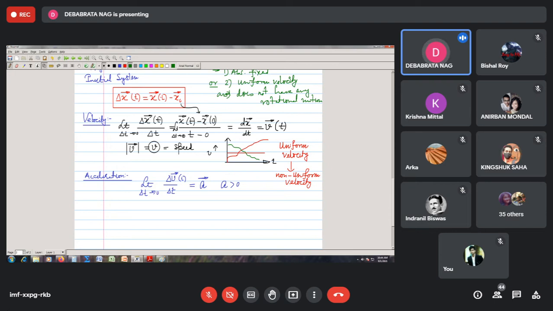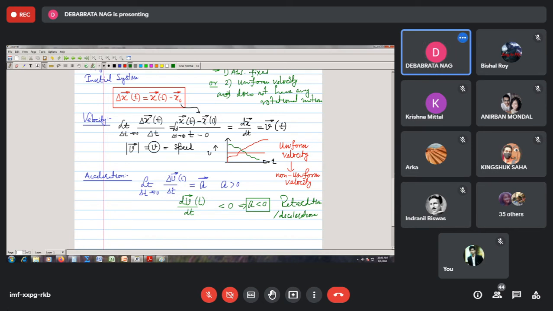So in that case we say that v bar t is a monotonically decreasing function, and since it is a monotonically decreasing function, if you differentiate with respect to time, this will be less than 0. And in that case we say that acceleration is less than 0. This scenario we will call retardation, or we call it deceleration, right? So retardation or deceleration is nothing but negative acceleration.